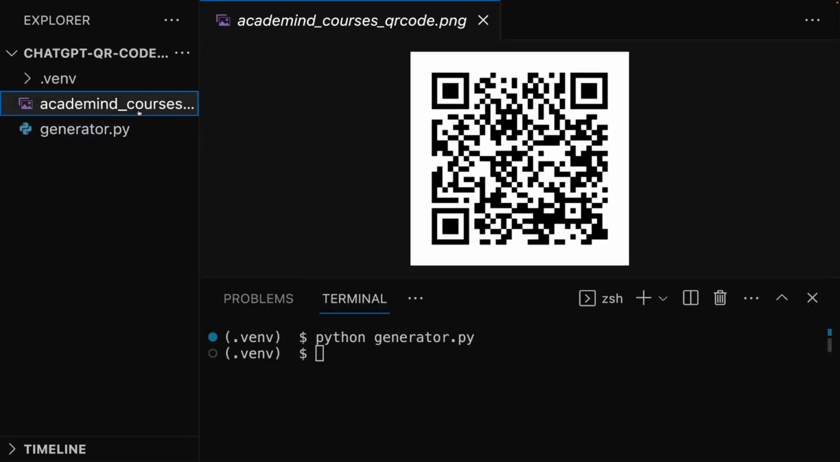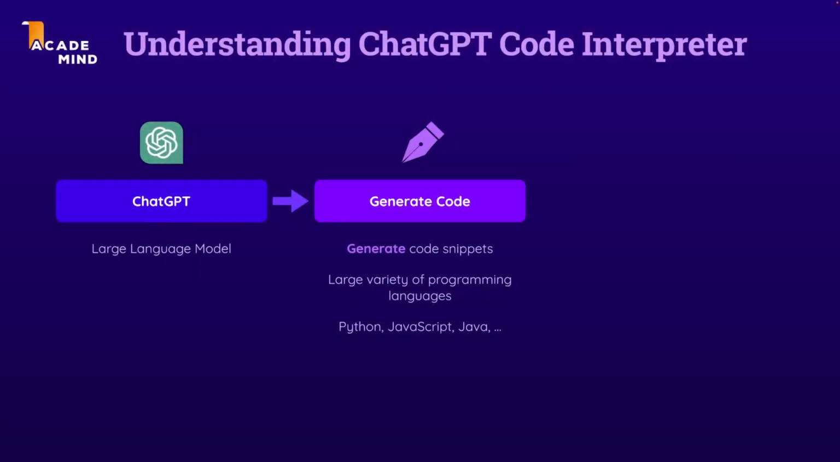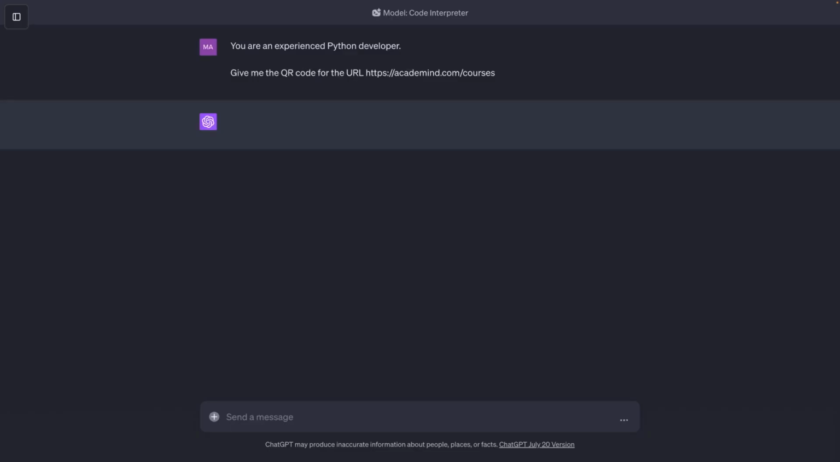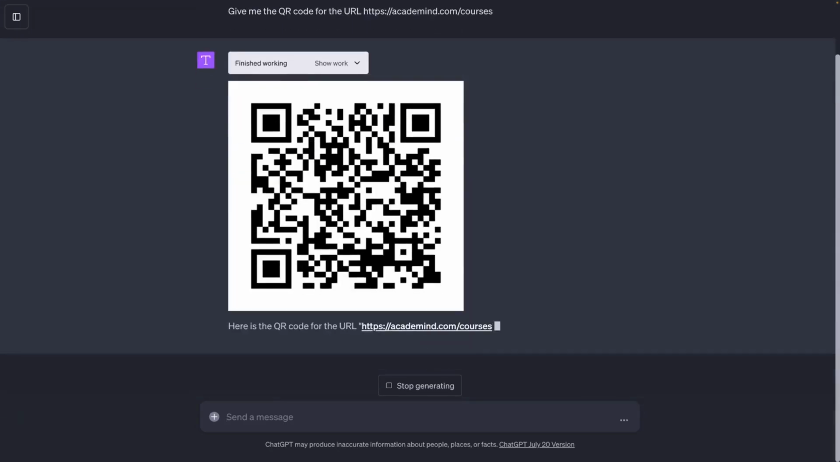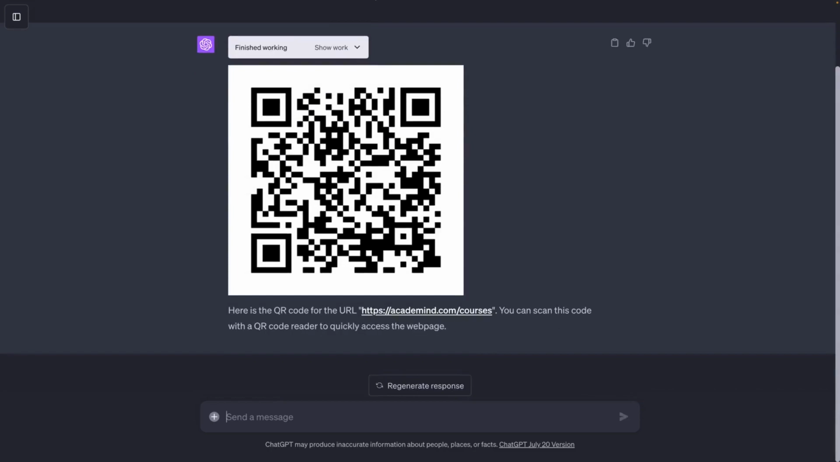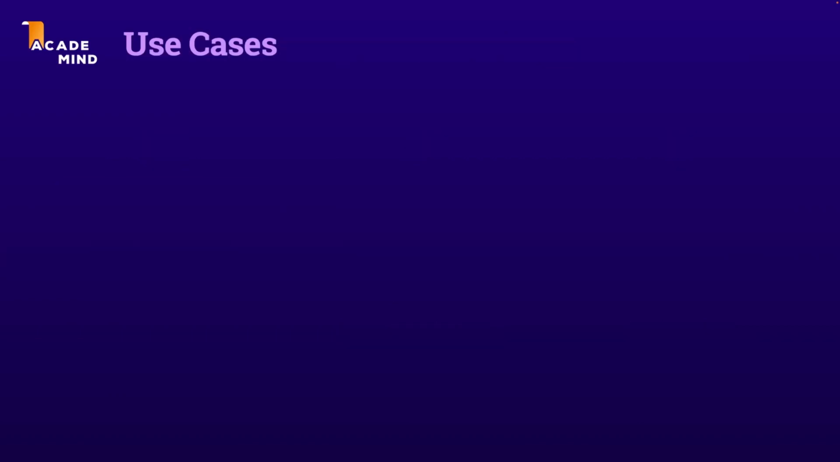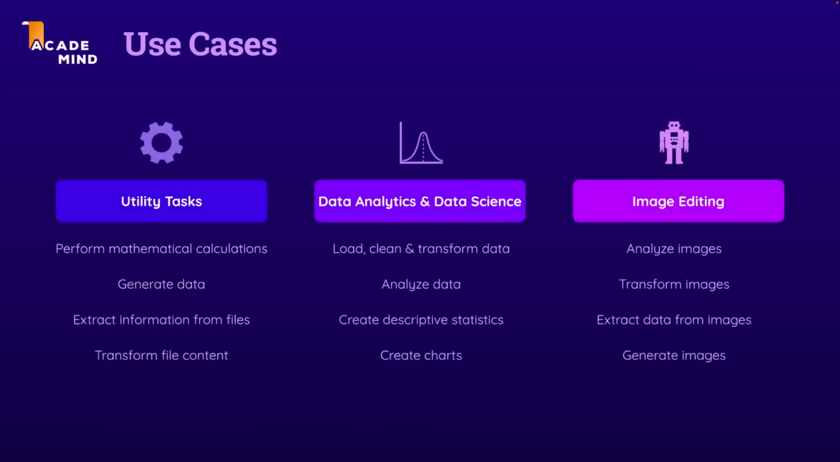With Code Interpreter, ChatGPT is not just able to generate the code, but it's also able to execute that code. It's able to execute those generated code snippets in an isolated, restricted execution environment. And therefore, certain restrictions, to which I will come back, will apply, and at this point in time, it's also just Python code that can be executed. Nonetheless, this is of course an extremely useful feature that can be used for a broad variety of use cases.